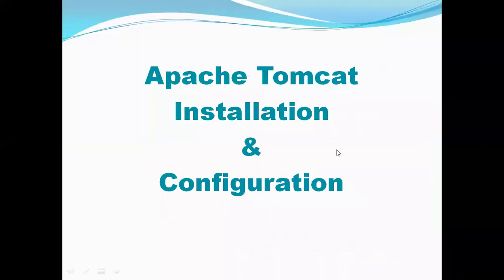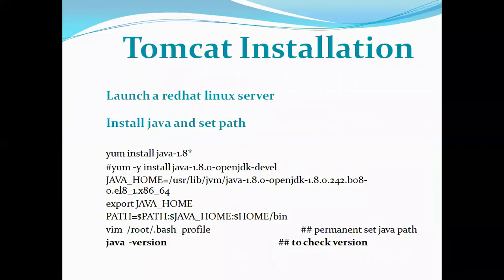Hello friends, today we'll see how to install Apache Tomcat and its configuration. So first step is to launch a Red Hat Linux server. You can log into Amazon AWS console and launch a Red Hat Linux server and then install Java and set the Java path. You can install Java version 1.8.